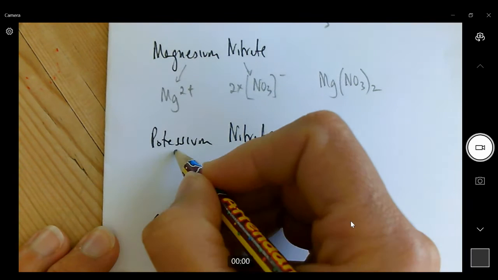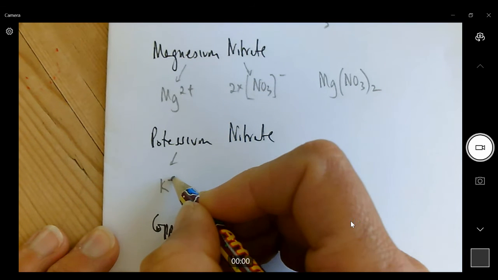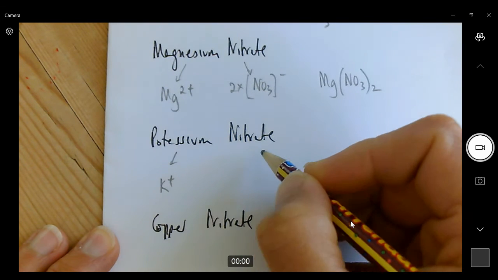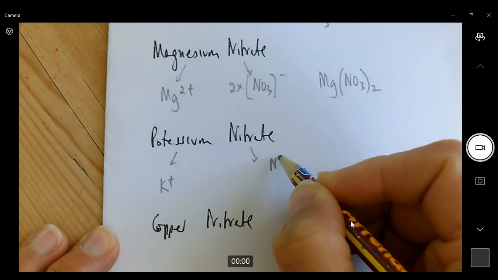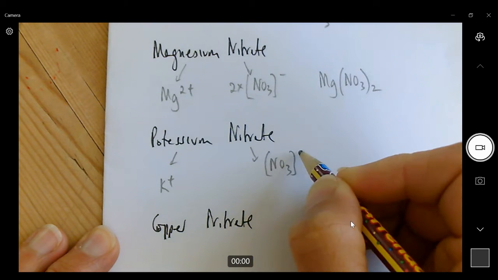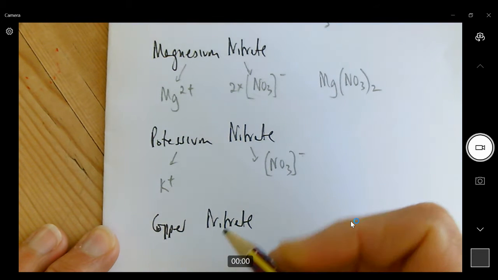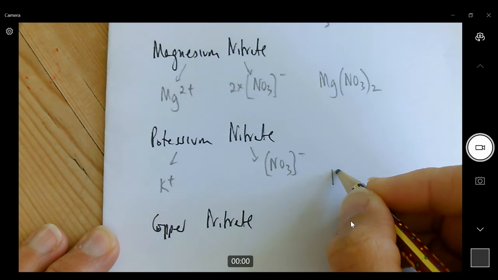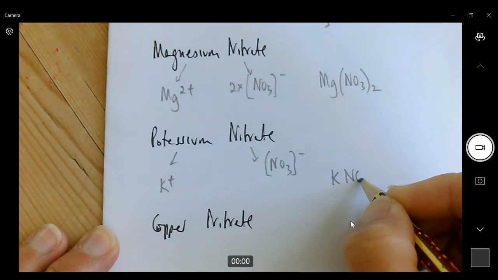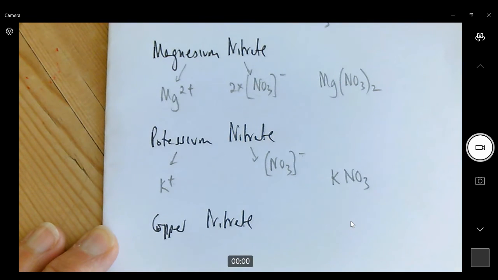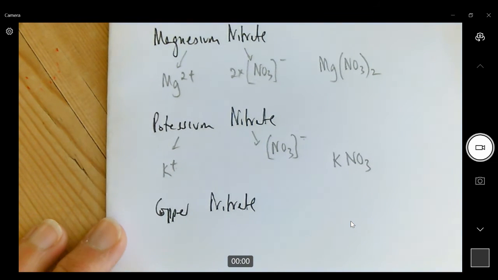Potassium nitrate. Potassium is in group 1, K+. Nitrate ion again we know is NO3, single minus. I've got a 1+, 1-, the charges balance, so I don't need 2 of either of those. And I can just write my formula as KNO3.